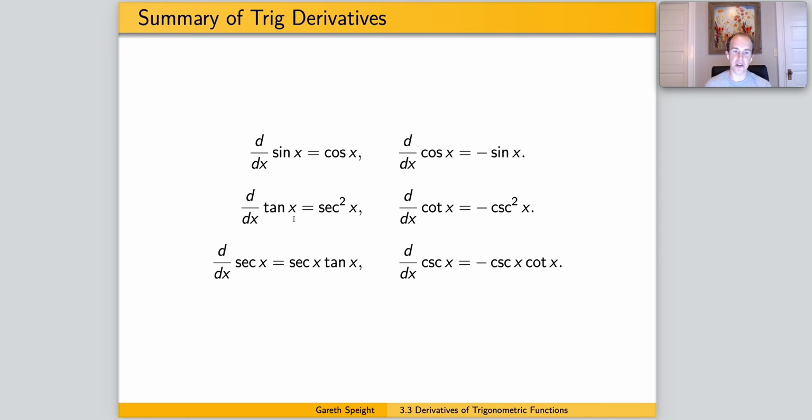And notice that the formulas for the derivatives of tangent and cotangent look kind of similar, except secant is swapped to cosecant and a minus sign is added. And similarly, the derivatives of secant and cosecant are kind of similar, except we swap to the evil twin. Secant is swapped to cosecant, tangent is swapped to cotangent, and then we have to add a minus sign.